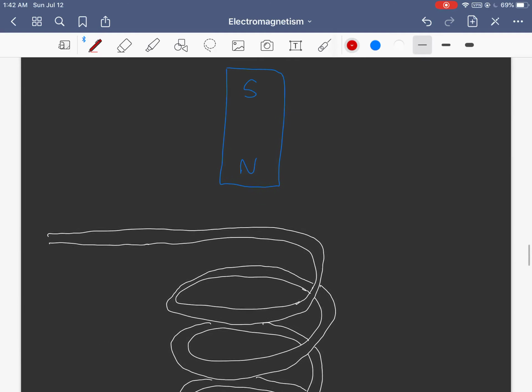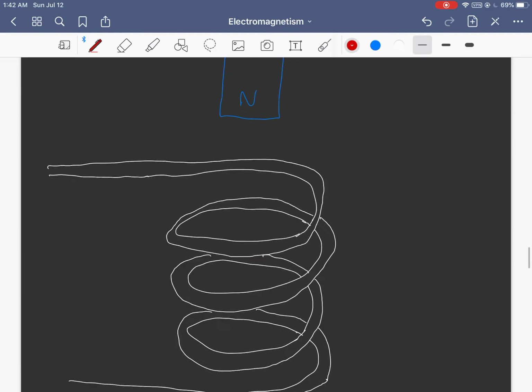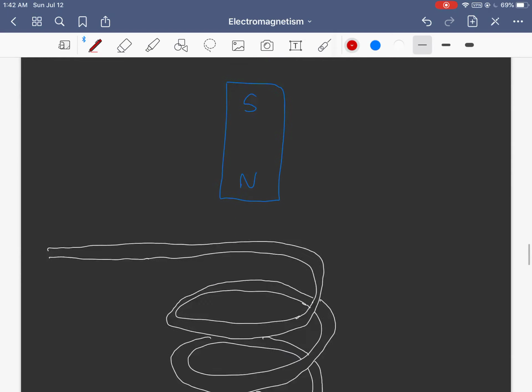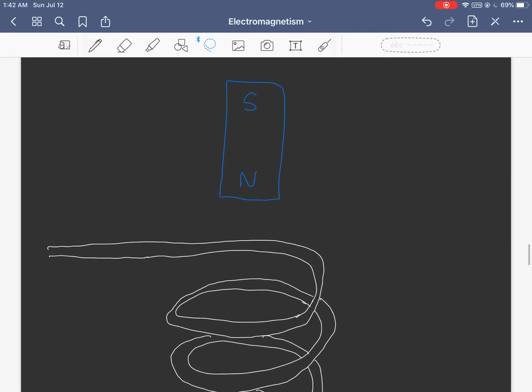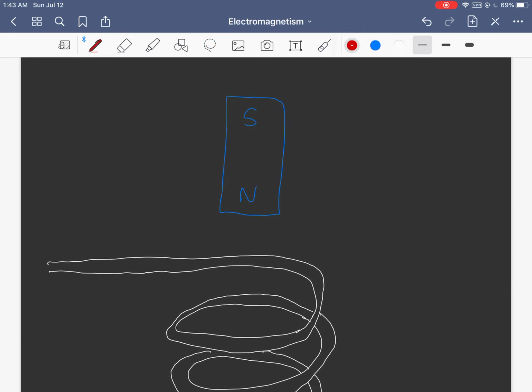Now let's consider what happens when you have a bunch of loops. So instead of a single loop, you have a bunch of loops. And so we're back to this coil that we had before, which we conveniently figured out is just a bunch of loops connected together. So as this magnet falls down through the loop, what's going to happen?